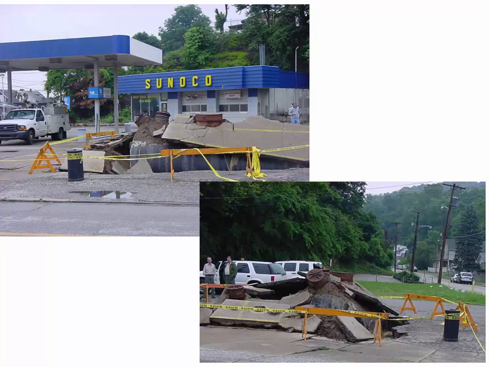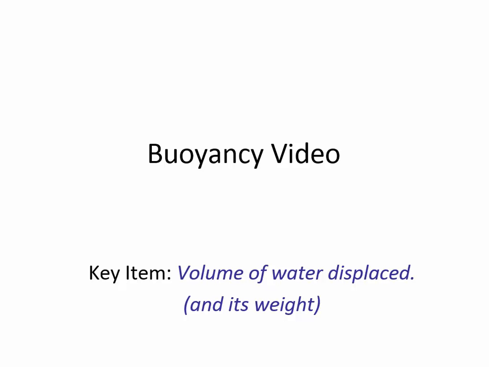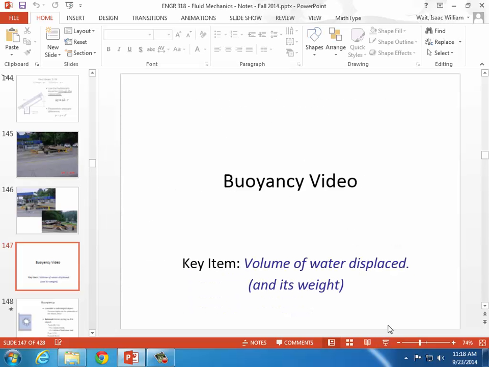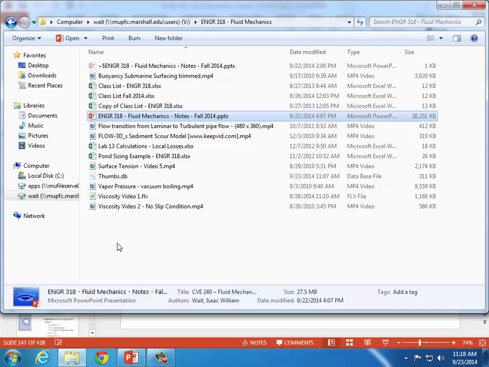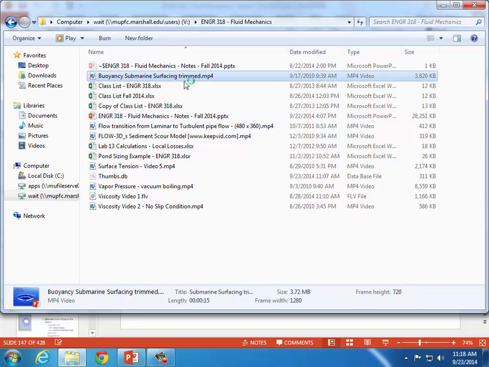And being able to visualize the forces and conceptually understand what happened here will give you a big leg up on understanding the rest of buoyancy. Let me see if I can find this buoyant video. There we go.